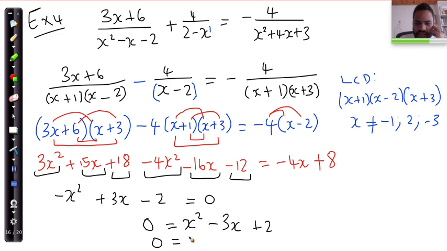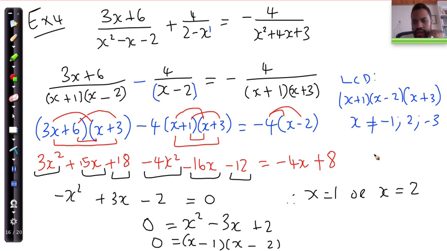Factors of 2 that add to give me 3, so it's going to be x and x, 2 and 1. Both of these are negative, and therefore x will equal positive 1, or x equals positive 2. From our restriction we said it cannot equal positive 2, so this one has to come out. But this one is clearly valid, so x equals 1 is a solution.